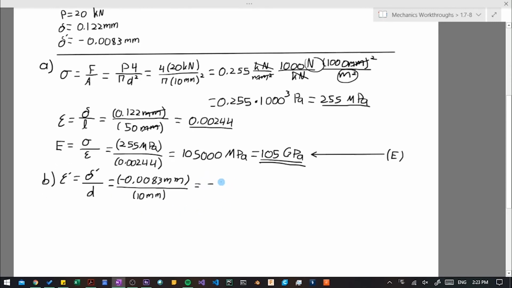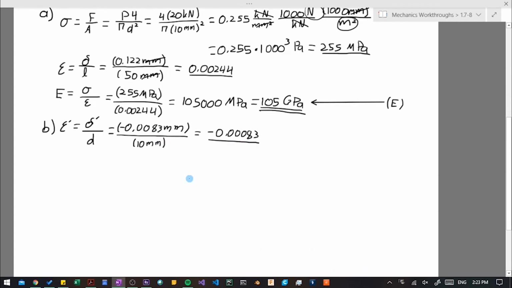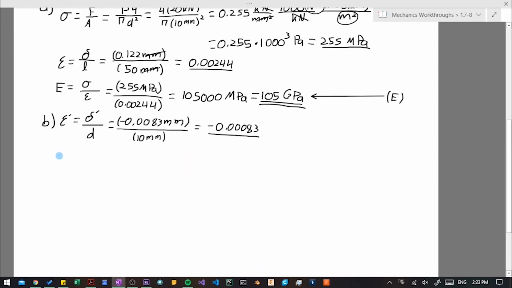And again, this one is unitless because it's a strain. And you can see that it is negative. So we have a negative strain, which means it got smaller. So that makes sense. And then we can find our Poisson's ratio, which is equal to the negative epsilon prime over epsilon. And so you can see the negative is going to cancel out, which makes sense because Poisson ratios are, for normal materials, positive.